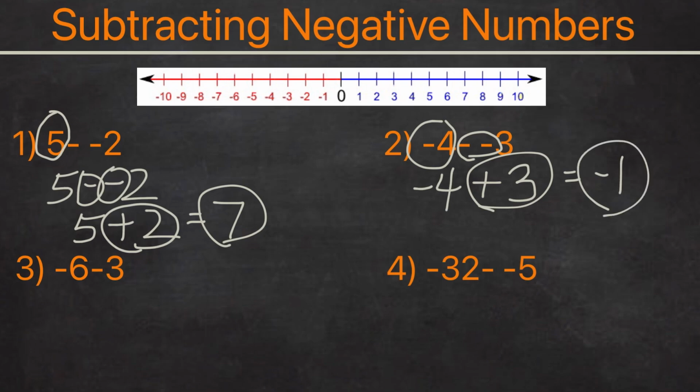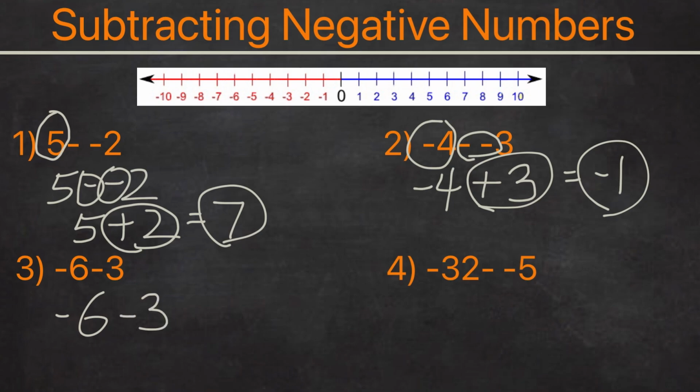After doing these for a while, you will be able to do this without using a number line and simply convert the double negatives to a positive when you see questions like this. Now on the third example, it's slightly different because we're starting with a negative number. So negative 6, and we are minusing 3.